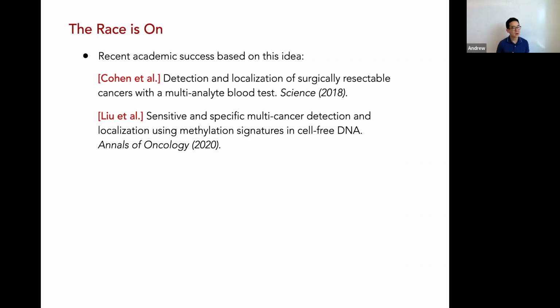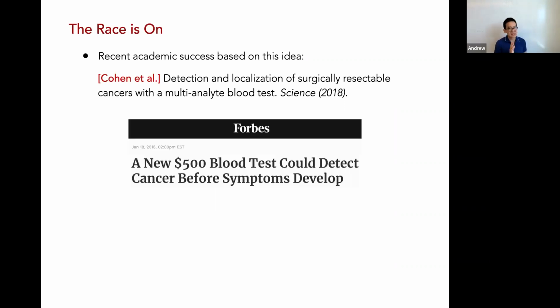Paper. This is one that you might have even seen. I imagine everybody in this audience is reading medical news. But your friend in finance might have sent you this article, right? In 2018, this was big news. There were huge claims about a new $500 blood test to detect cancer before symptoms develop. This was very exciting stuff. Keep this name in mind, Cohen et al.